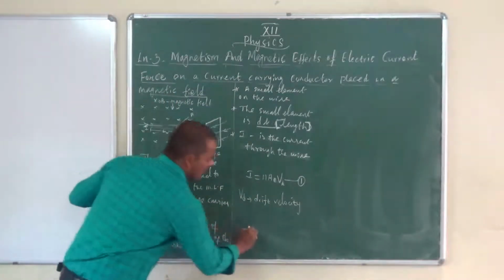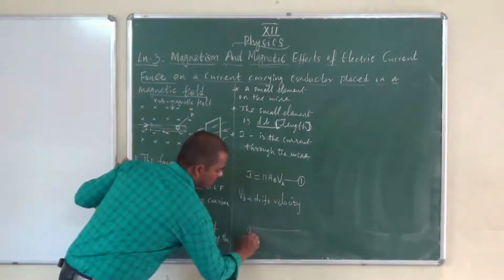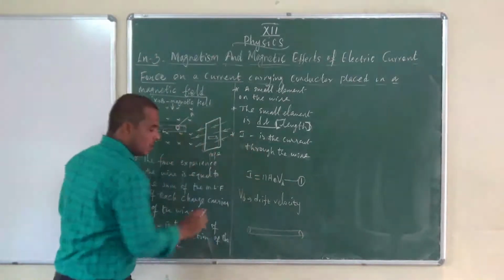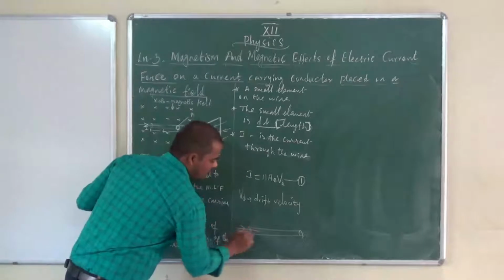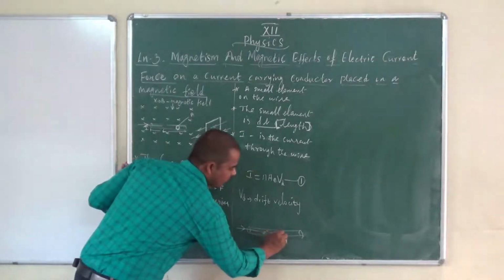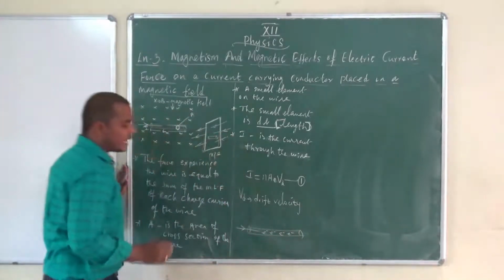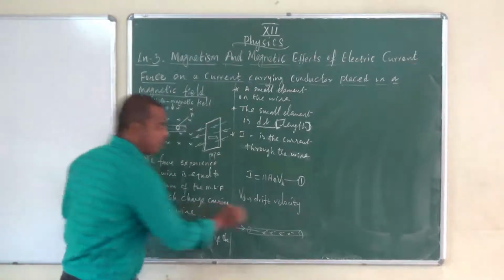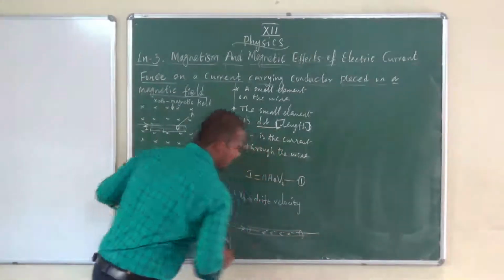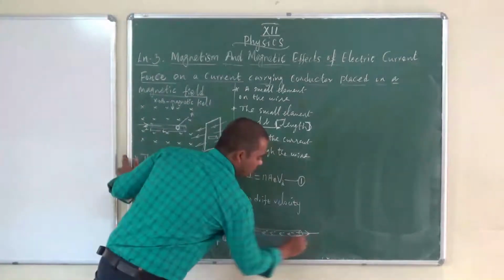Here, assume that this is the wire. When the current flows, the wire has free electrons. See, these are the free electrons. The direction of the free electrons is opposite to the current. This is the direction of the free electrons.